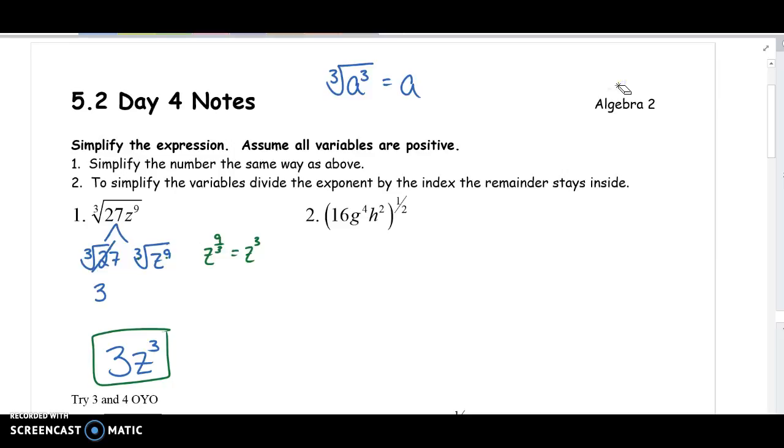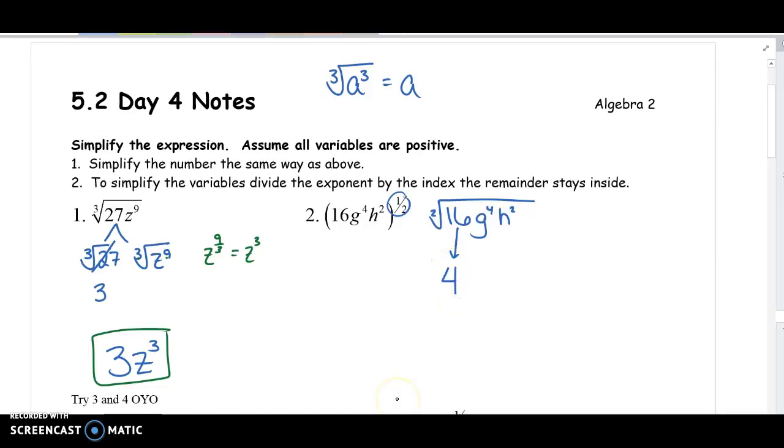Number 2 is honestly the exact same kind of problem, but it's written with rational exponents. So remember that an exponent of 1/2 is the same as a square root. So this is the square root of 16g to the 4th, h to the 2nd. Okay, what is the square root of 16?